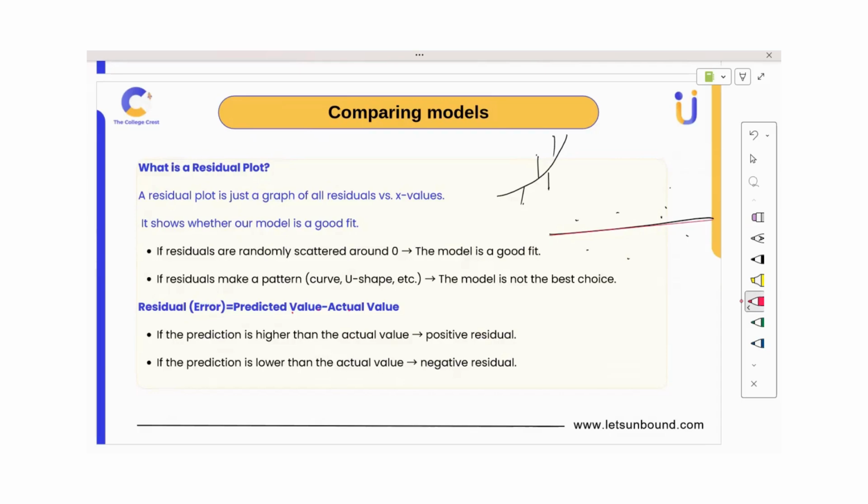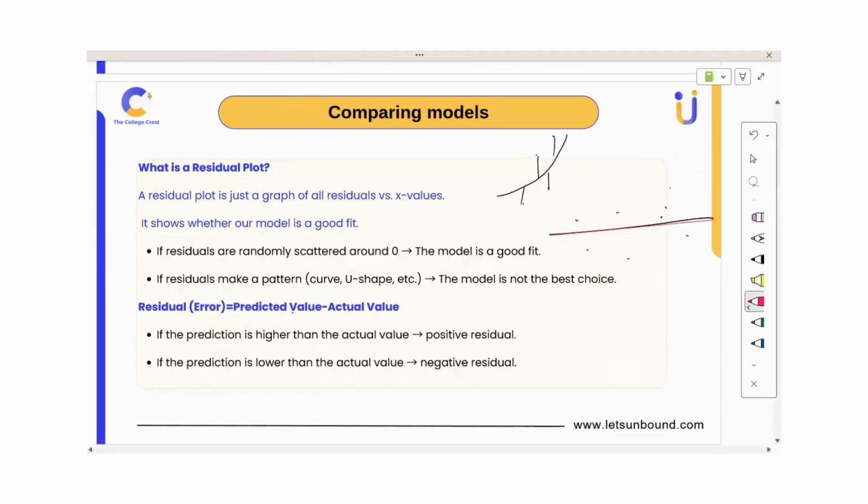But if your residuals make any particular pattern, where you can easily tell the shape of that scatter, it means it's not the best choice. We should change the model. When you change the model, the regression will change. Then you do the residual plot again. Maybe that model will give you a good fit residual plot, right?